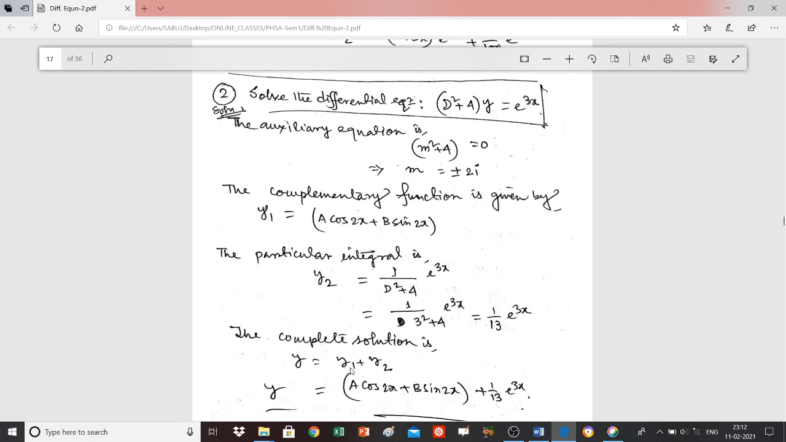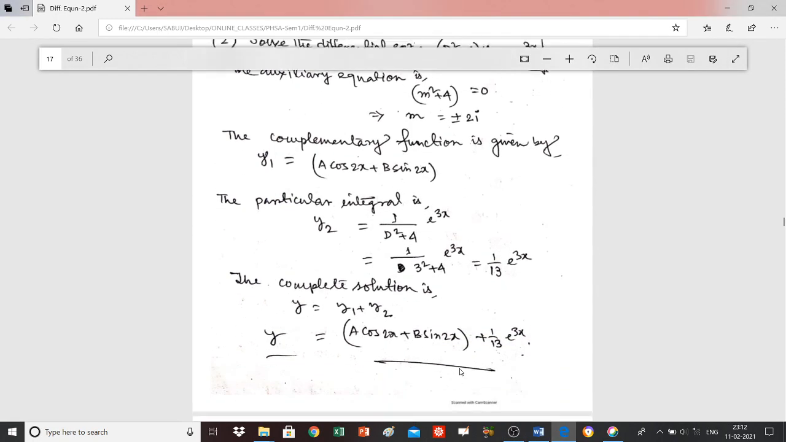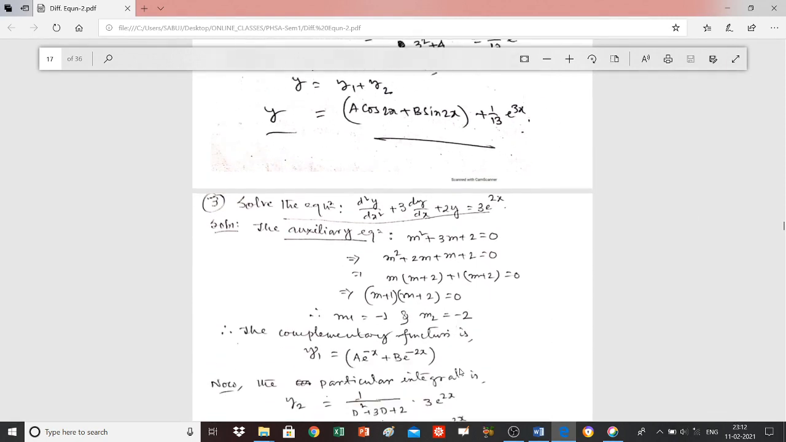So the complete solution is y is equal to y1 plus y2, that is the complementary function plus particular integral, that is equal to a cos 2x plus b sin 2x plus 1 by 13 e to the power 3x. So this is the solution of another problem.